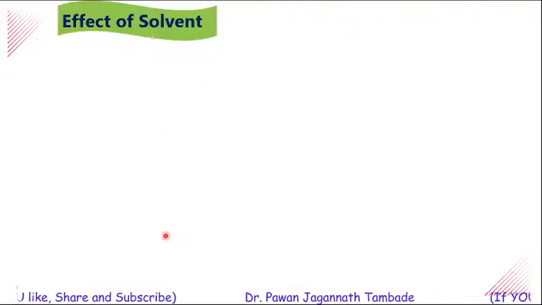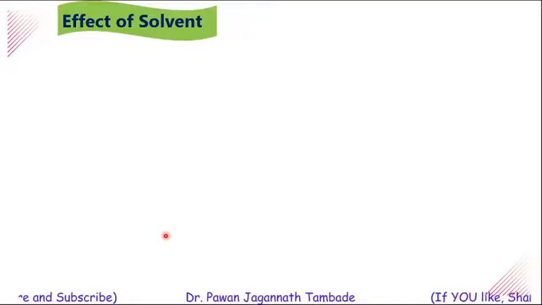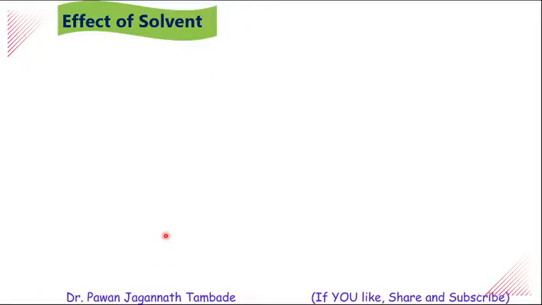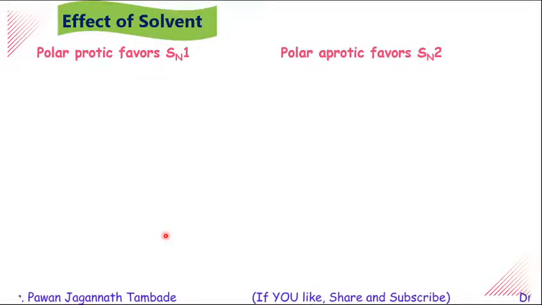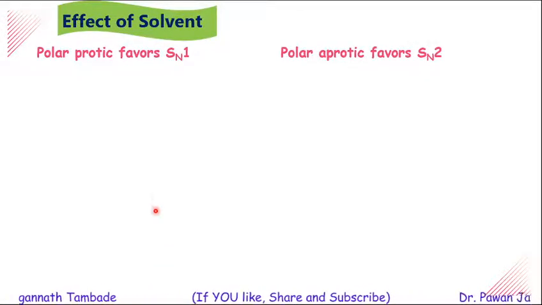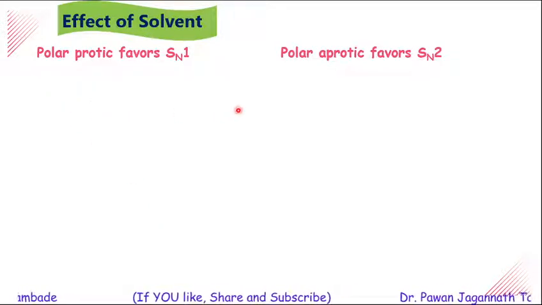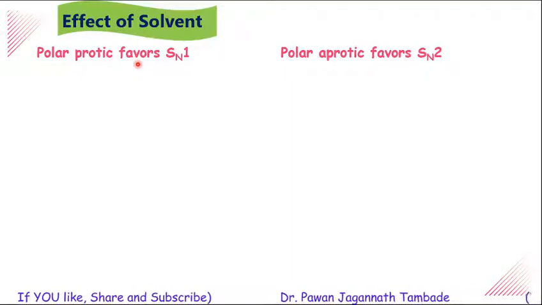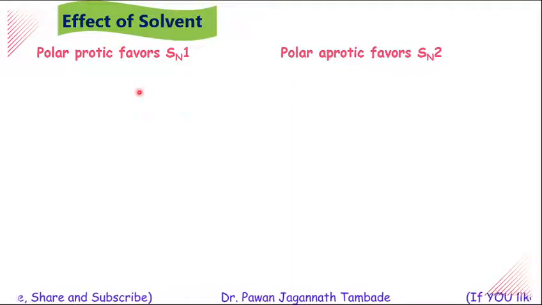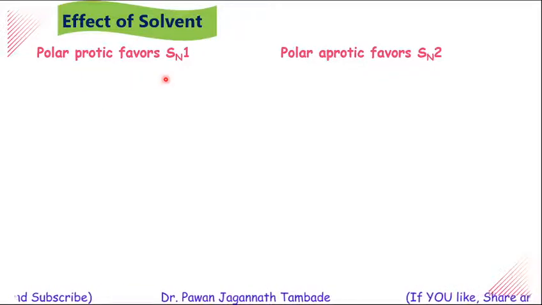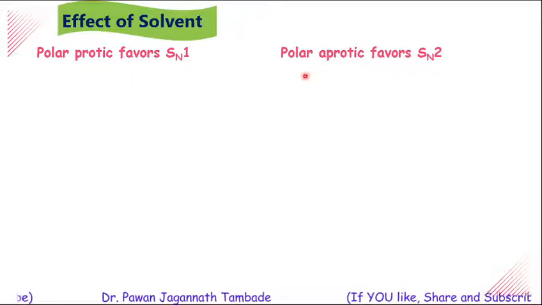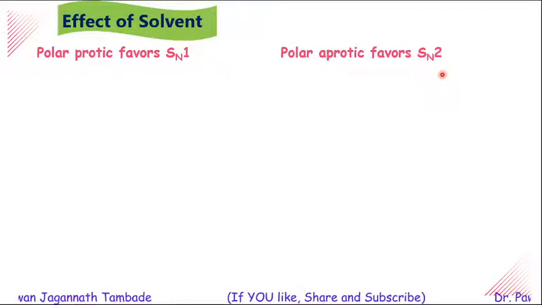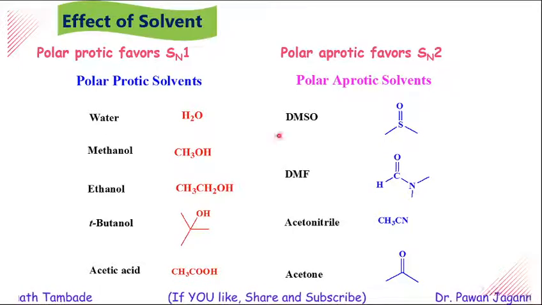Right. Now we will see the last factor which affects nucleophilic substitution reaction, that is effect of solvent. So we can have many different types of solvent. For our convenience, for nucleophilic substitution reaction, we can categorize them as polar protic solvent and polar aprotic solvent. As I told earlier, polar protic solvent favors SN1 reaction and polar aprotic solvent favors SN2 reaction. We will have some examples of polar protic and polar aprotic solvent.